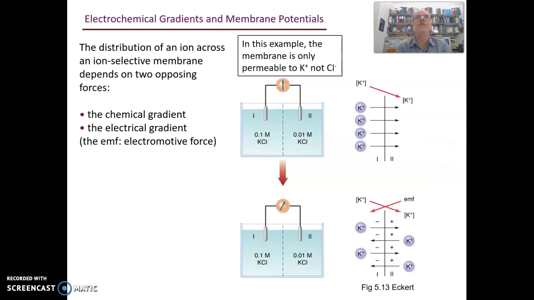This is Lecture 5, Section 4. Now we take a look at the relationship between the electrochemical gradients and membrane potentials.